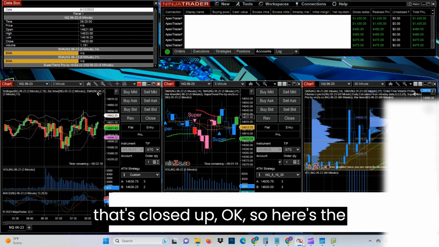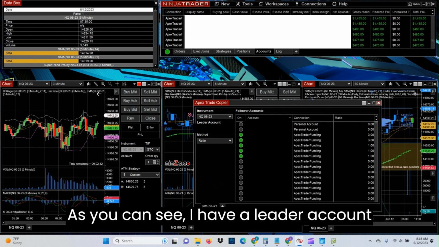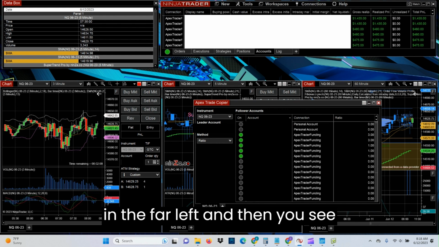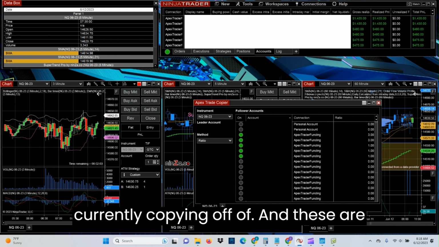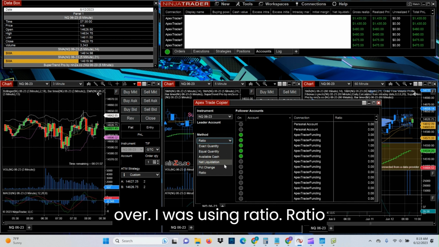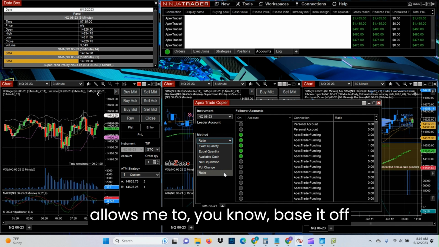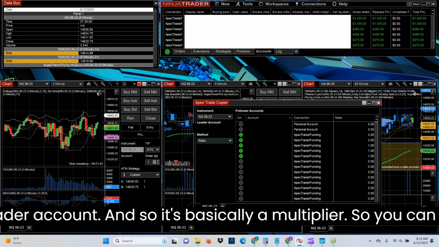All right, and so now that all that's closed up, okay, so here's the trade copier. And as you can see, I have a leader account in the far left, and then you see these green dots in the middle, and it's showing all the other accounts that I'm currently copying off of. And these are the different options that you can use to change how you want it copied over. I was using ratio. Ratio allows me to base it off of 100% or 200%, 300%, whatever, of the existing leader account. And so it's basically a multiplier. So you can see 2 of the accounts are multiplied by 3. If you look on the far right where the ratio is at, and 3 of the accounts are multiplied by 1. So it's a 1-to-1 ratio.